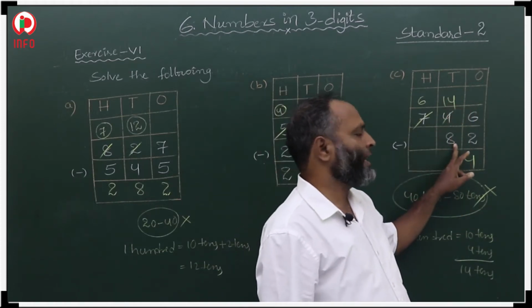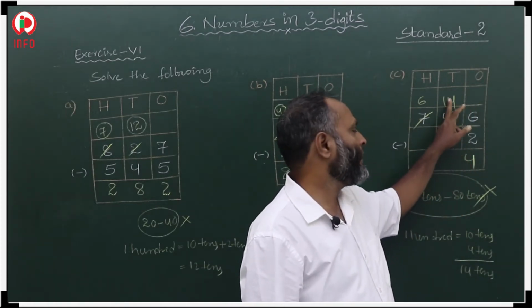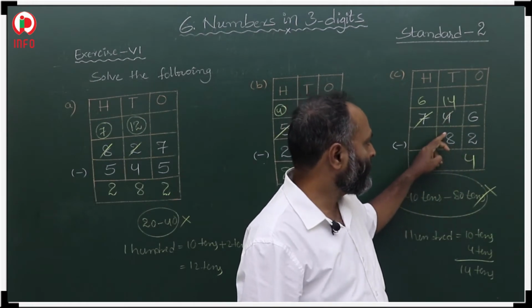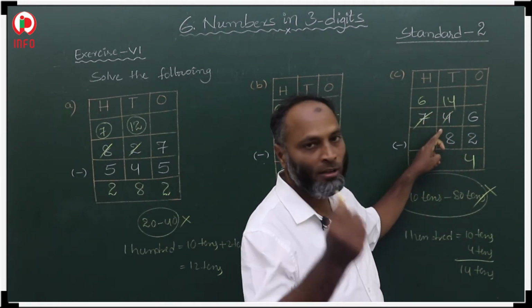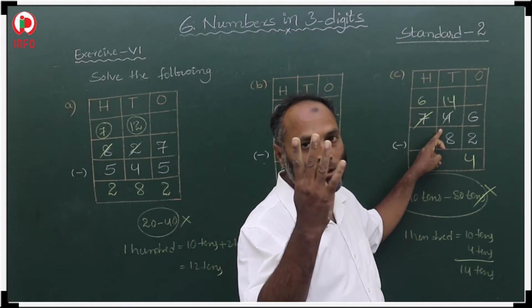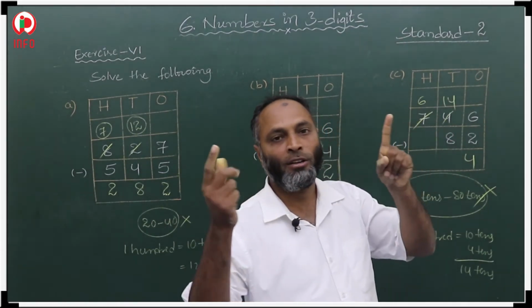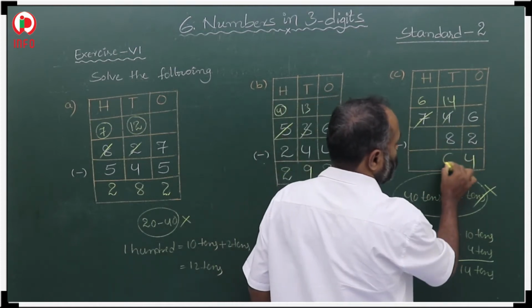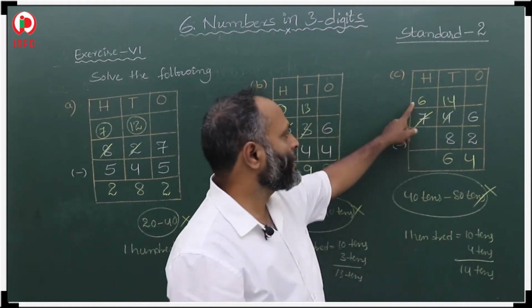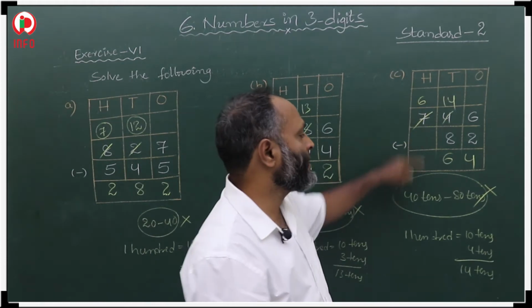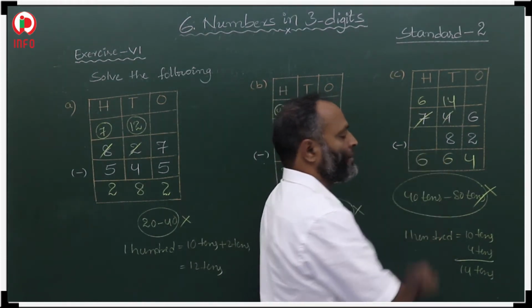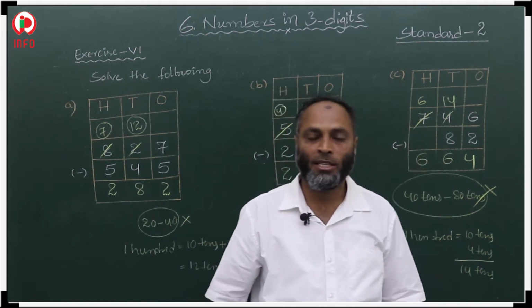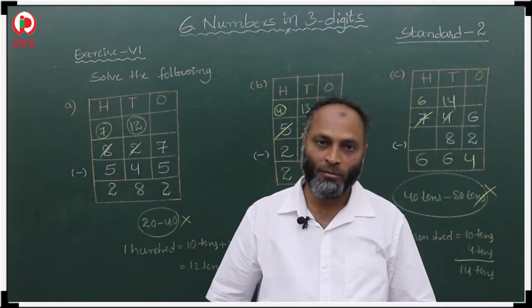So 14 tens minus 8 tens. From 9 to 14 you have to count: 9, 10, 11, 12, 13, 14. Total 6. 14 minus 8 is 6 tens. Here there are 6 hundreds and nothing to subtract, so we take 6 as it is. The answer is 666. In this way we have to subtract.